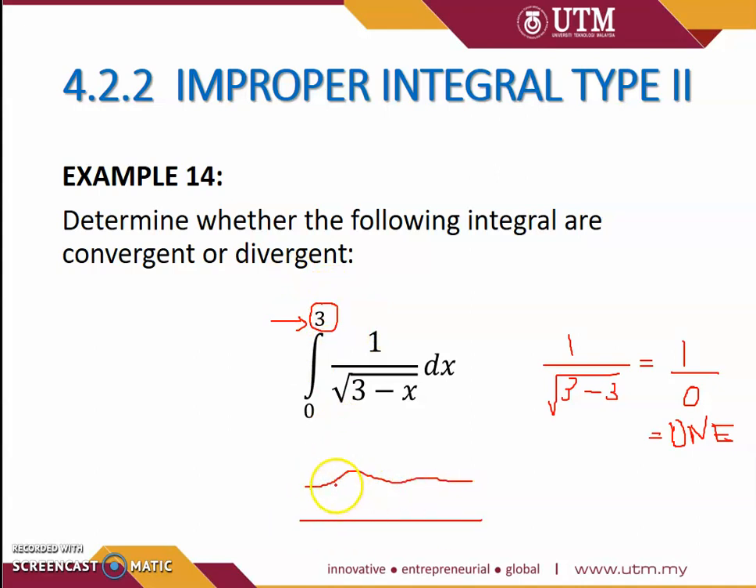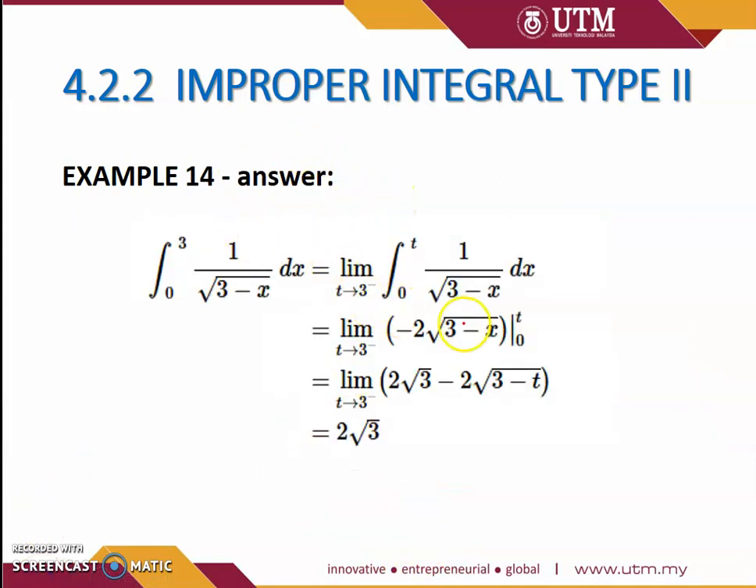So we need to transform this integral into a limit. Let's say we have this graph from 0 to 3. It is discontinuous at point 3, so basically we need to integrate from 0 to 3. Negative or positive? Negative, because it is on the left. 3 positive is outside the range already, so that's why we take 3 negative.